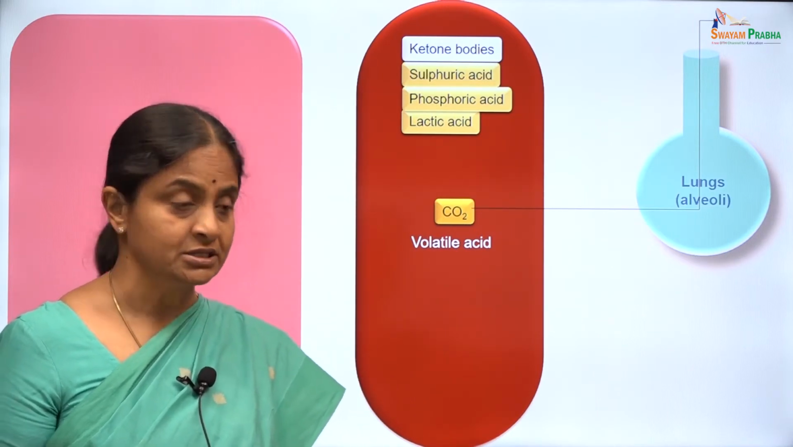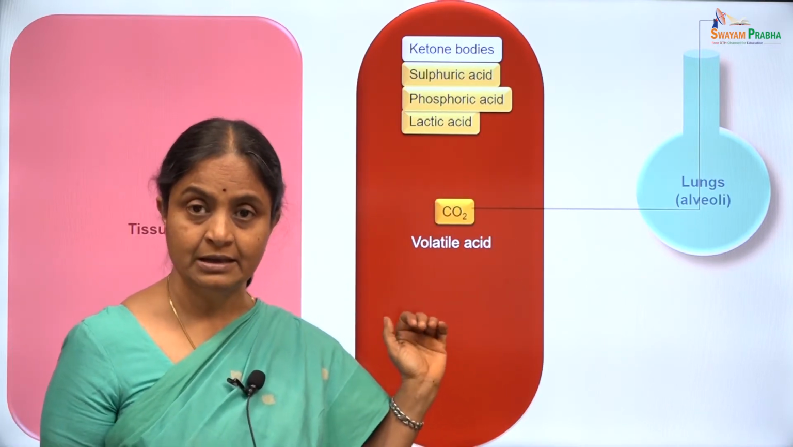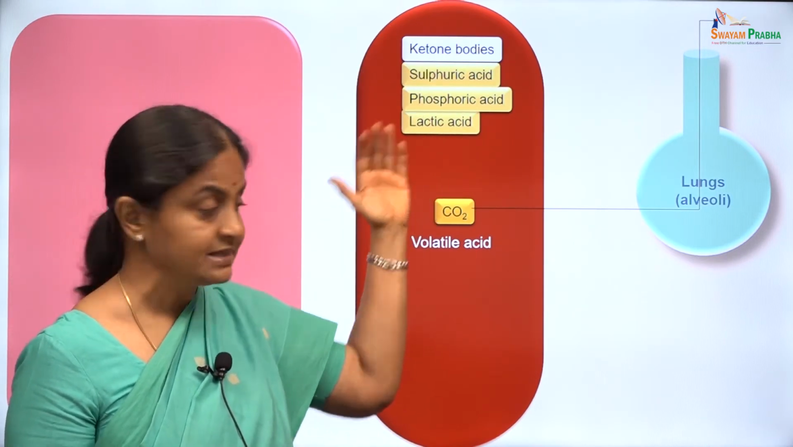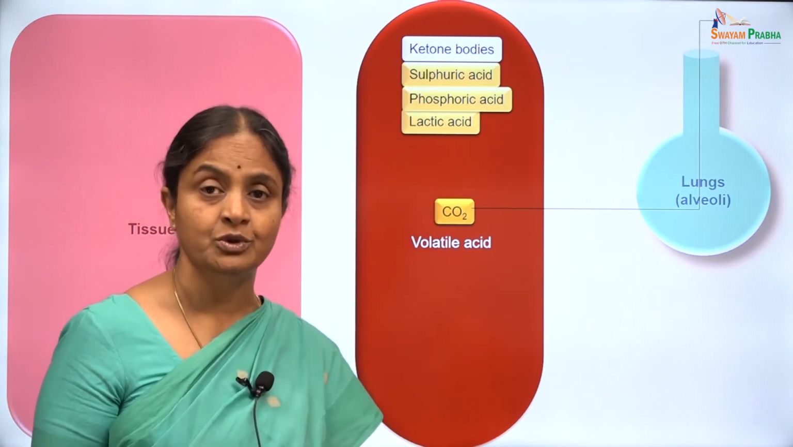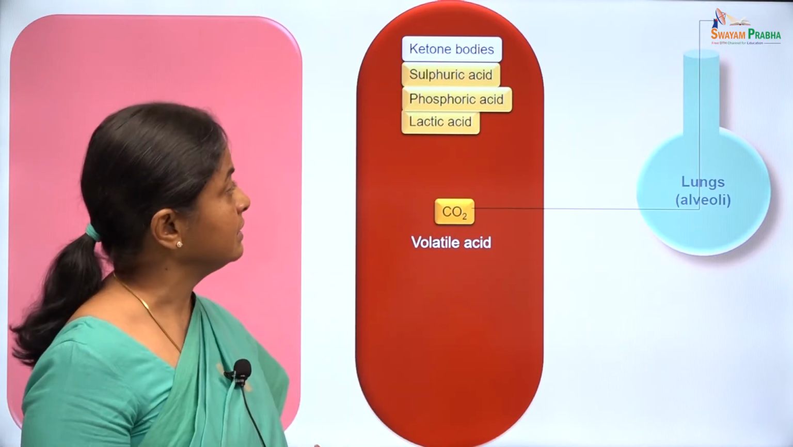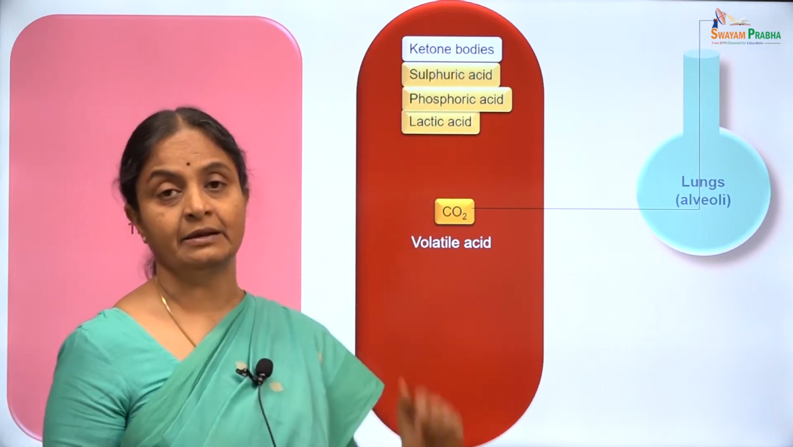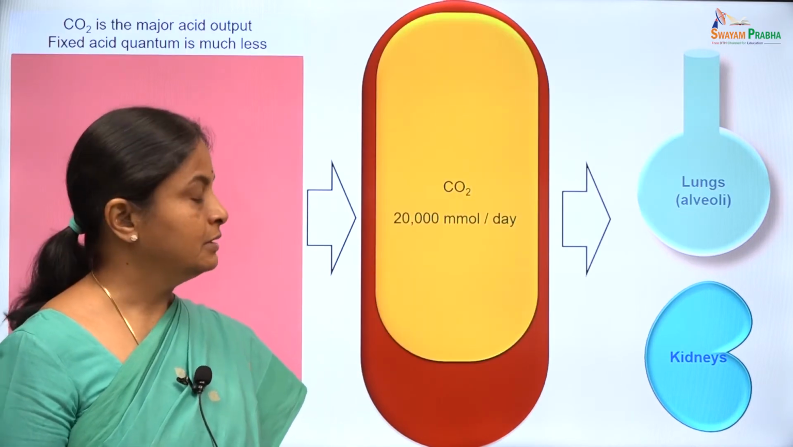In the next few hours, we will first consider how carbon dioxide is handled in the body, and then we will move on to how these acids, as against the volatile acid carbon dioxide, these acids are referred to as fixed acids. We will consider how the fixed acids are handled by the body.